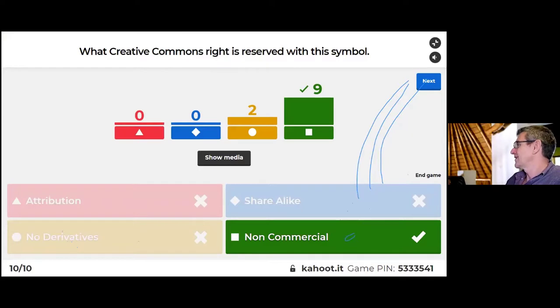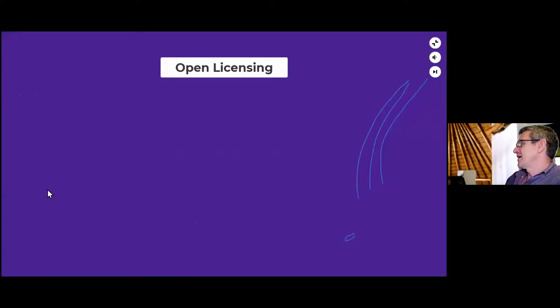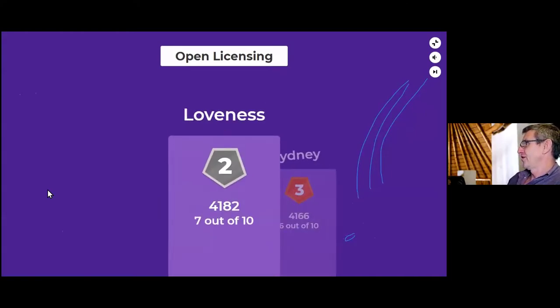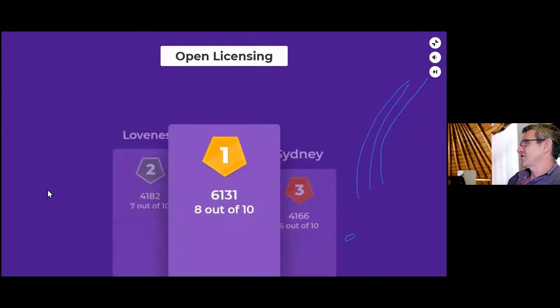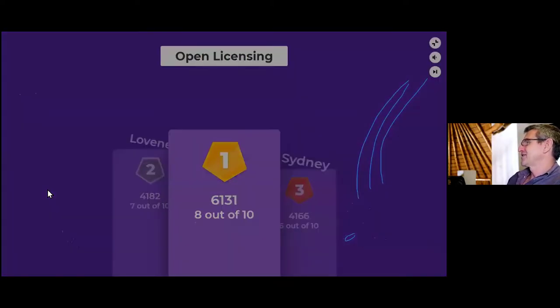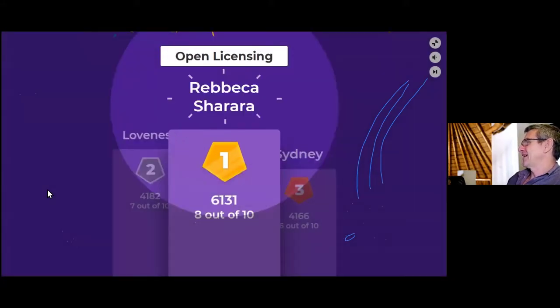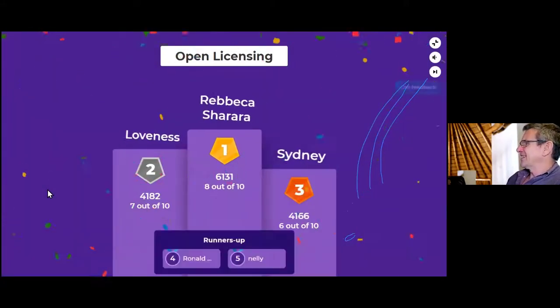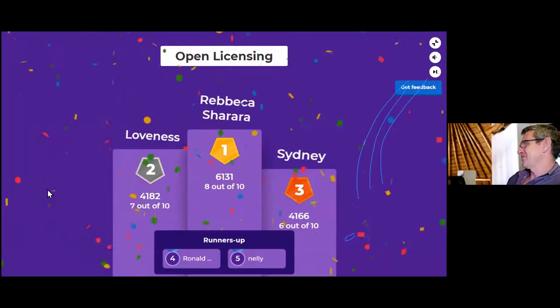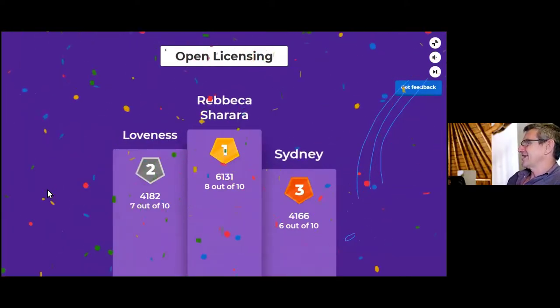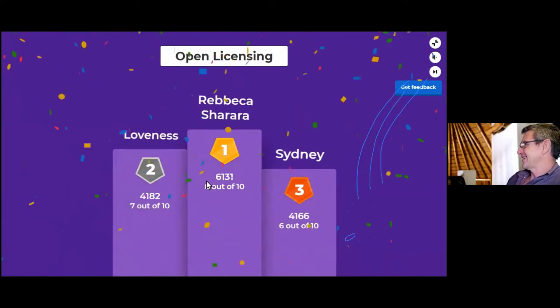So well done, guys. So who won? Rebecca, unsurprisingly. Sydney came in 3rd. Loveness hangs on to 2nd, and Spotlight, yay! Rebecca, look at that lead she had, 6,131. She got 8 out of 10 correct. So well done to Rebecca. Excellent, excellent, excellent.